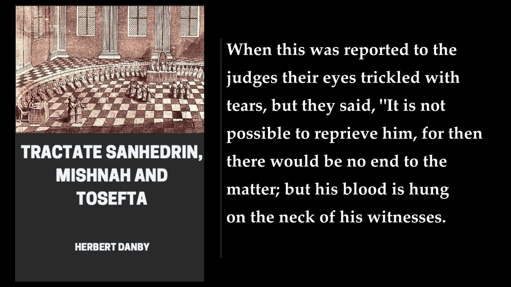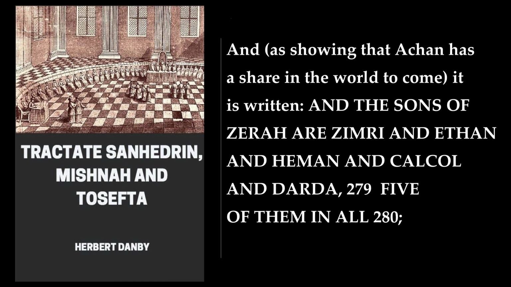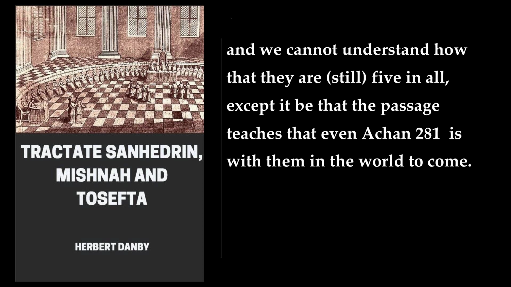When this was reported to the judges their eyes trickled with tears, but they said, It is not possible to reprieve him, for then there would be no end to the matter, but his blood is hung on the neck of his witnesses. And, as showing that Achan has a share in the world to come, it is written, And the sons of Zerah are Zimri and Ethan and Heman and Calcol and Darda, 279 5 of them in all. 280. And we cannot understand how that they are, still, 5 in all, except it be that the passage teaches that even Achan 281 is with them in the world to come.